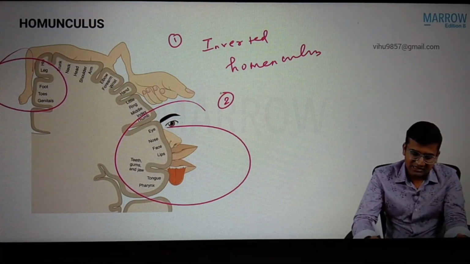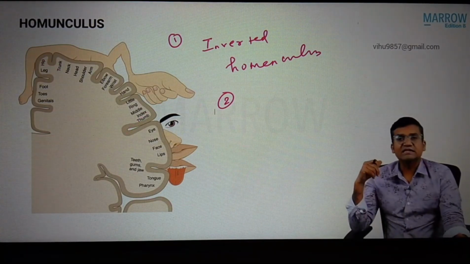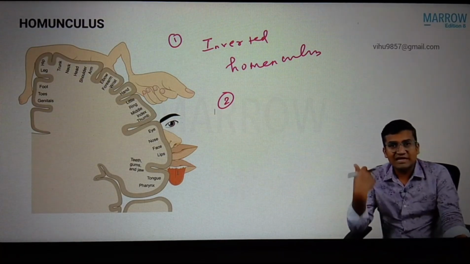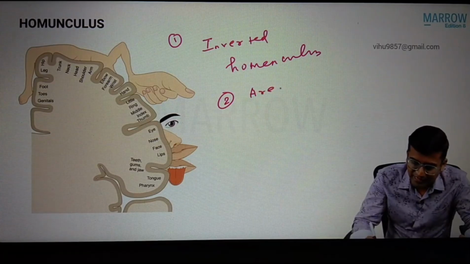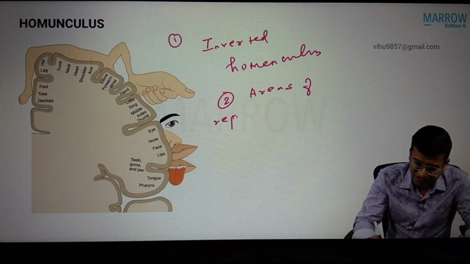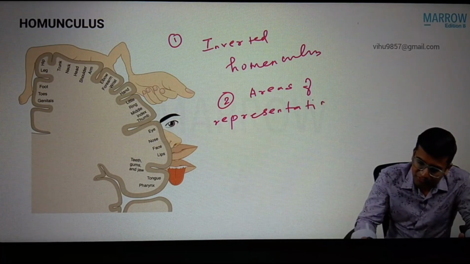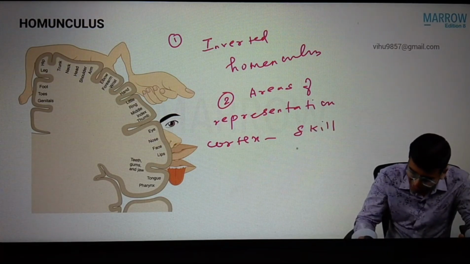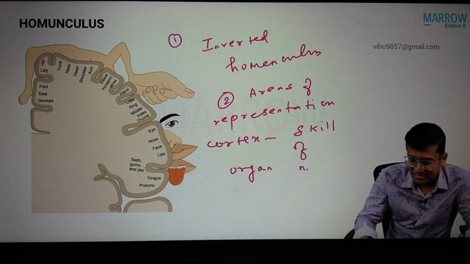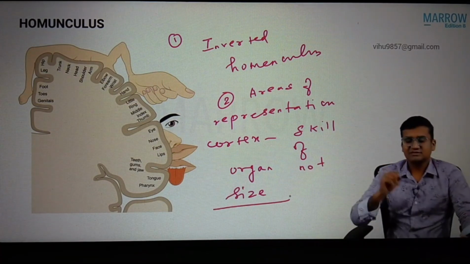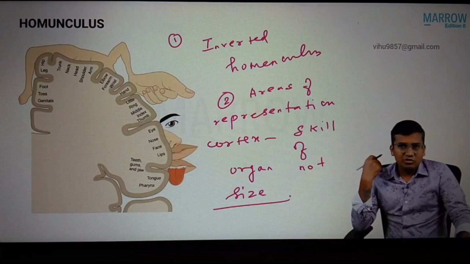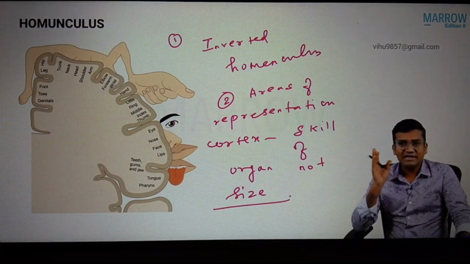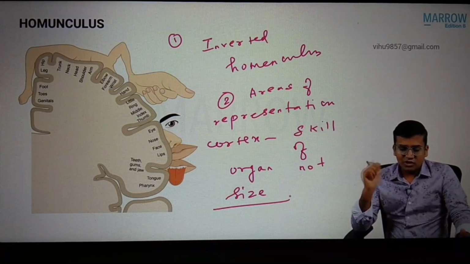First point. Second point, the areas of representation depend on the skill of the organ, not the size of the organ. So areas of representation in the cortex depend on the skill of the organ, not the size. Okay, so the organ which is doing the most skillful activities is represented in maximum areas in the cerebrum. So please remember, the areas of representation depend on skill of the organ, not the size.